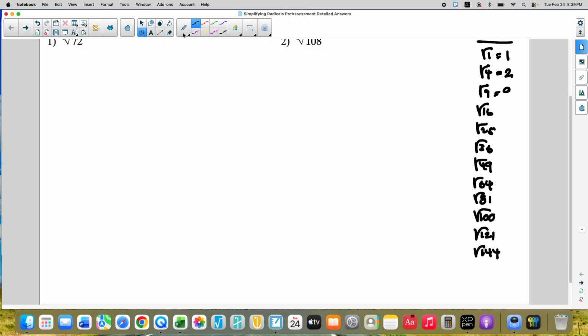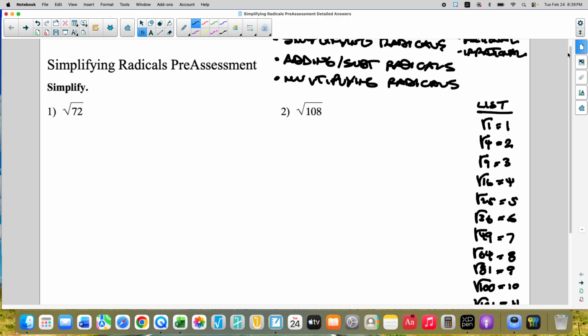Oh, I was about to do 9. No, Mr. Mac, that's not. Square root of 9 is 3, then 4, 5, 6, 7, 8, 9, 10, 11, and 12, and they continue on to infinity. So those are ones that we should recognize and be familiar with. 72 is not one of those.